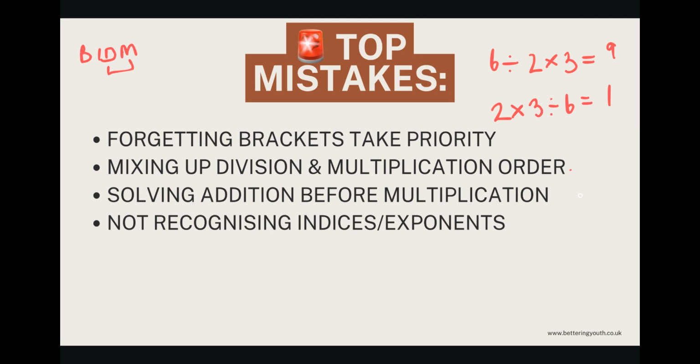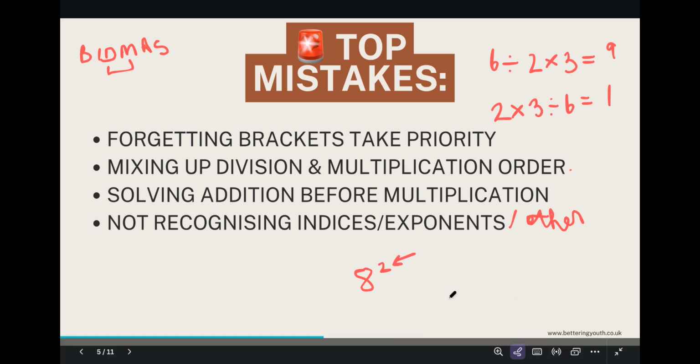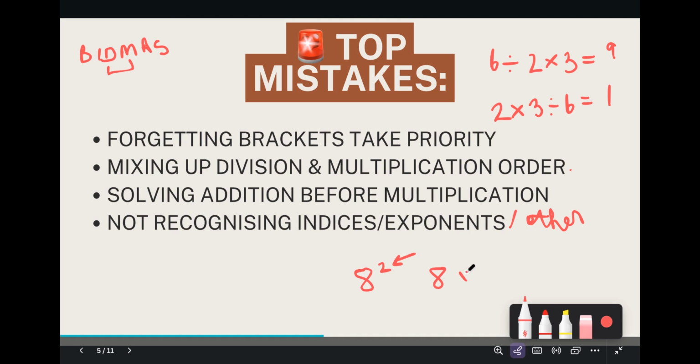The next one is that they solve addition before multiplication. It might seem like a fluid thing to do, however, division and multiplication arrive before addition and subtraction, so don't be caught by that. And then the last thing is not recognizing indices, exponents, or like I said, other. Indices are the little numbers that float on a big base number. So if I had 8 with a little floating 2, this is my index. And that index is telling me that I'm going to multiply 8 by itself.